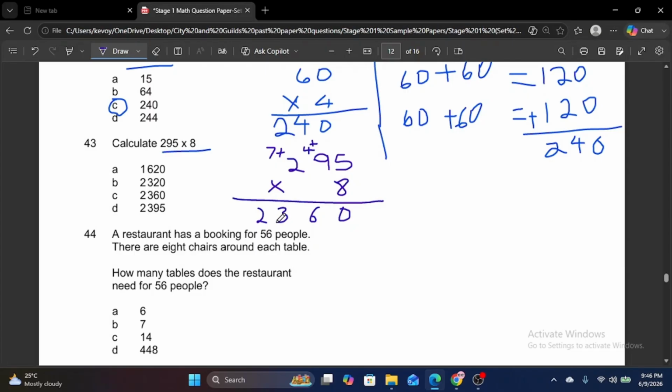That's going to be equal to 23. So that's going to be your answer. So that's what? 2,360. And that's going to be your answer. That's C, the 2,360. So try to ensure that you multiply before you add, so you don't make any mistakes.